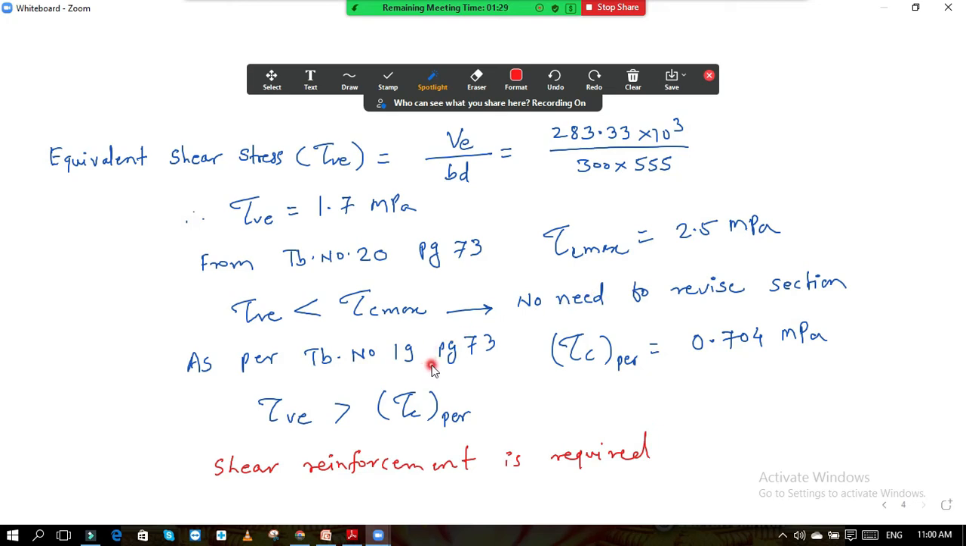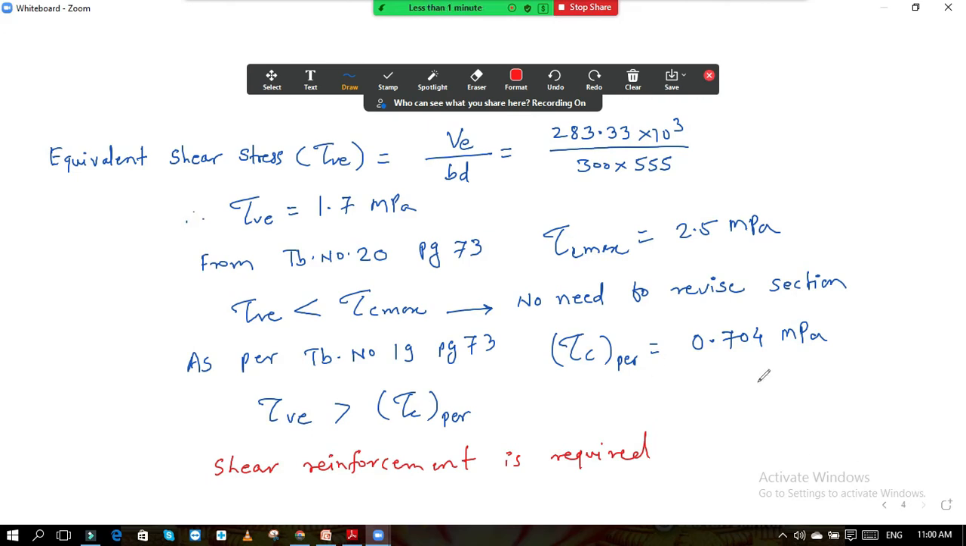to table number 19 again and calculate the tau c permissible value. And now if your permissible value is less than your actual value, then you should provide shear reinforcement. If this tau c permissible is less, or you can say that tau v is greater, so the developed stress is greater than the permissible stress, so the reinforcement is required. In this way you clear your logic, don't just learn it by heart.